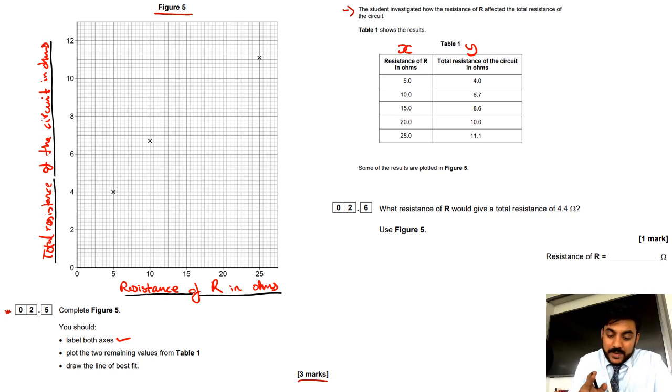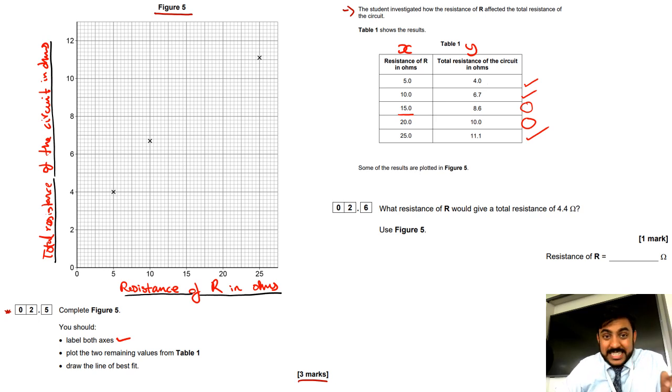Let's see which values have been plotted. 5 equating a total resistance of 4 ohms, that has been plotted. 10 has been plotted. 15 has not been plotted, which we need to, so I'm going to put a circle there so I can tick it and edit. And 20 hasn't been plotted, but 25 has been plotted. 15 ohms of resistance of R gives 8.6 ohms of resistance of the total circuit.